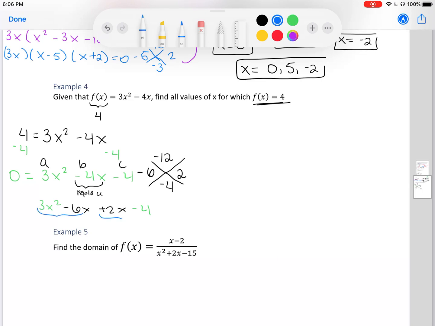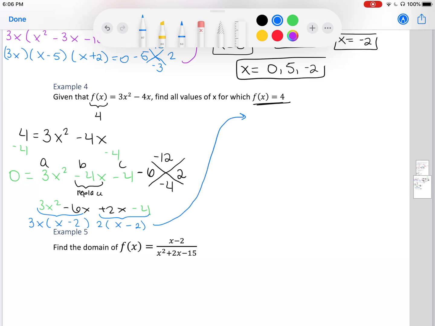Let's go ahead and group our first two and our last two. In our first two terms, we can factor out a 3 and an x, so that we're left with x. Negative 6 divided by 3 is negative 2. On the last two, they have a 2 in common, so let's divide out a 2. We have x, and negative 4 divided by 2 is 2.